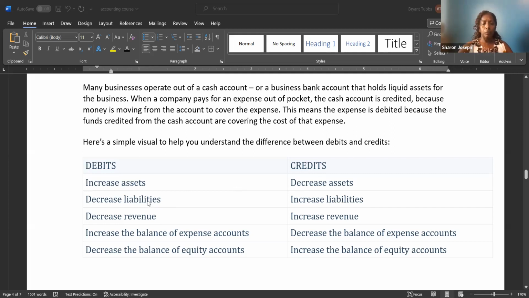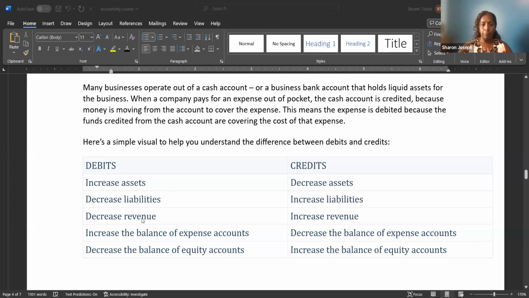Let's talk about the converse, the liabilities. A liability has a natural credit balance. Therefore, to decrease a liability, we would debit it, and to increase the liability, we would credit it.